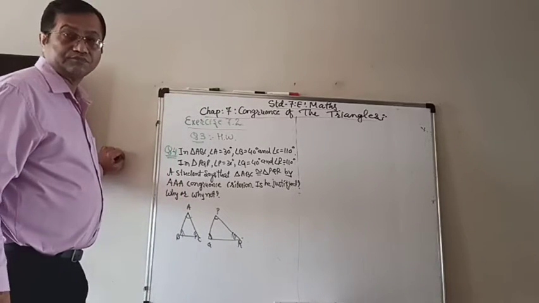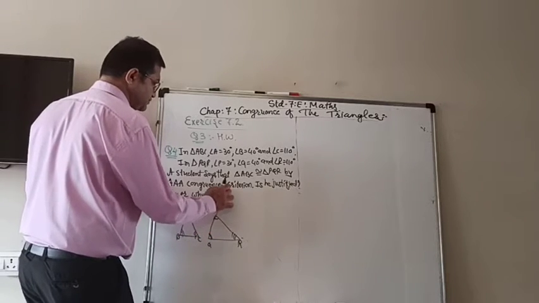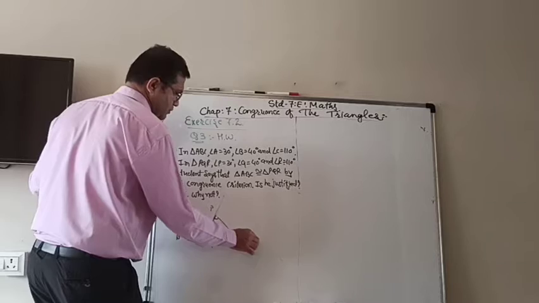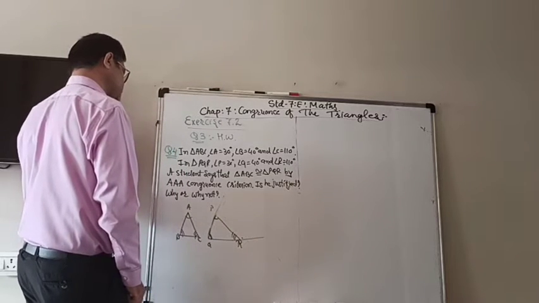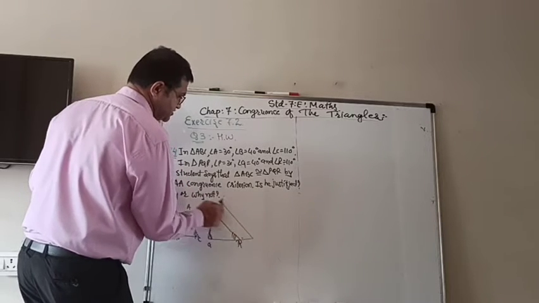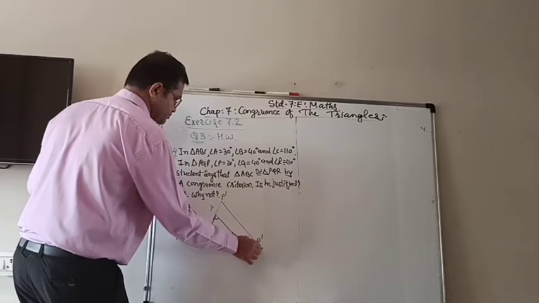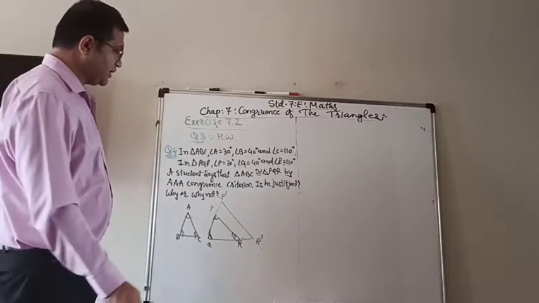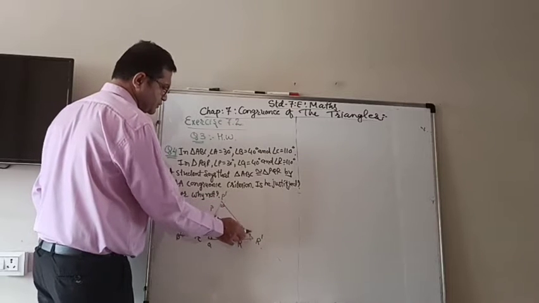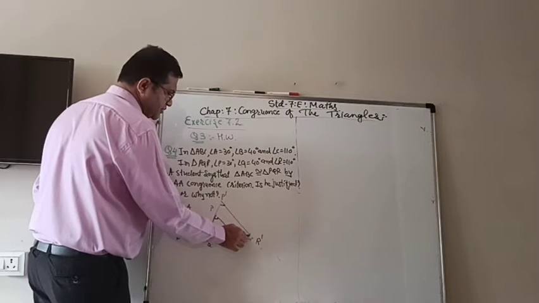Now, if I extend those two sides, and draw a side which is parallel to PR, maybe it is P dash R dash. Then we saw that when the lines are parallel, corresponding angles are equal. It means this angle will be equal to this one, and this angle will be equal to that one.